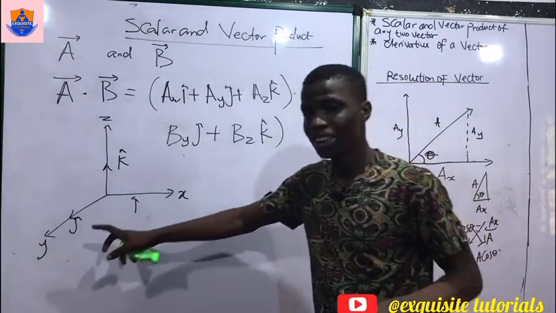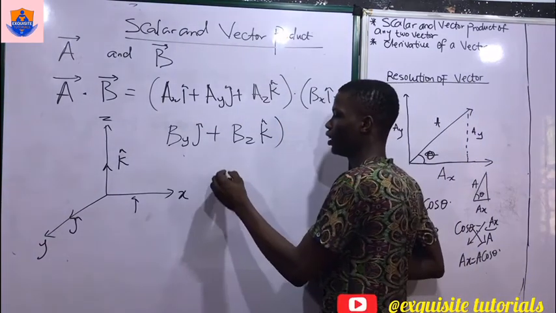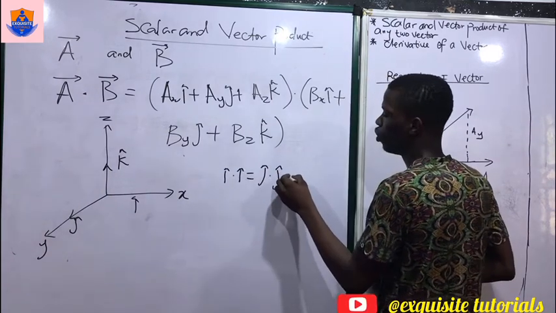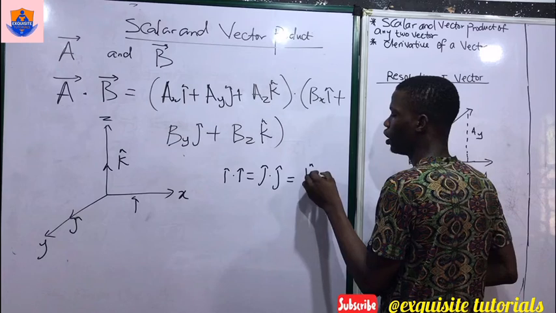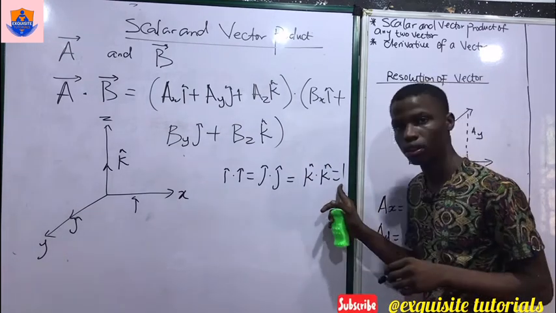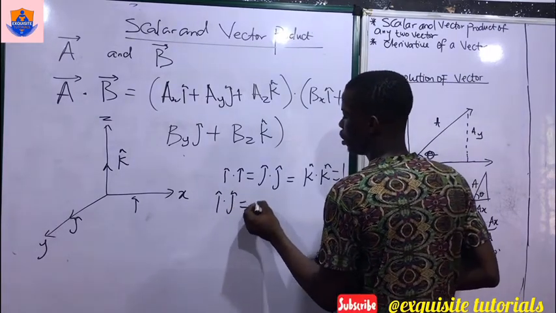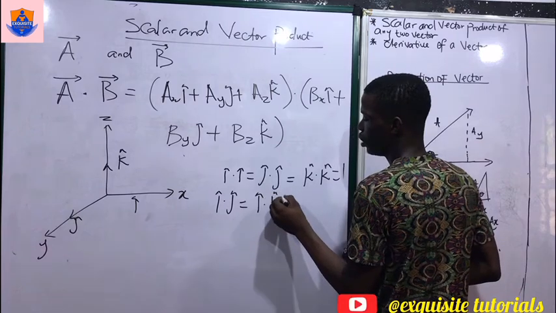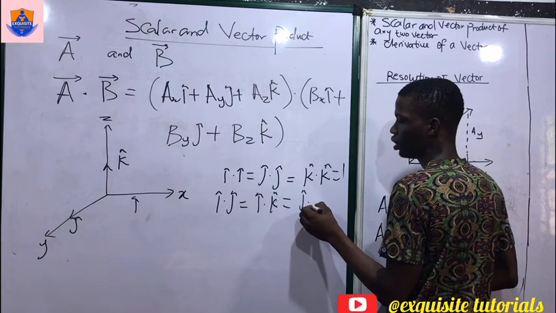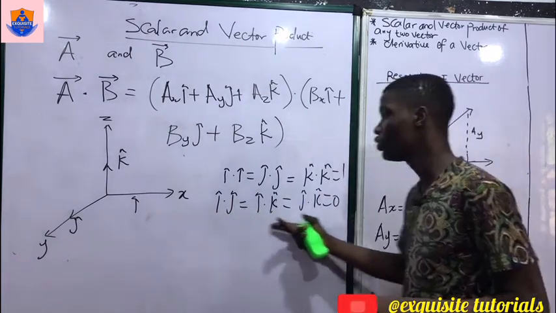So you'll be taking your rectangular unit vectors in mind. Anytime you are dotting an i and an i, or a j and a j, or a k and a k, the value it gives you at the end is 1. But if you are doing an i and a j, an i and a k, or a j and a k, this value is going to give you 0 at the end.